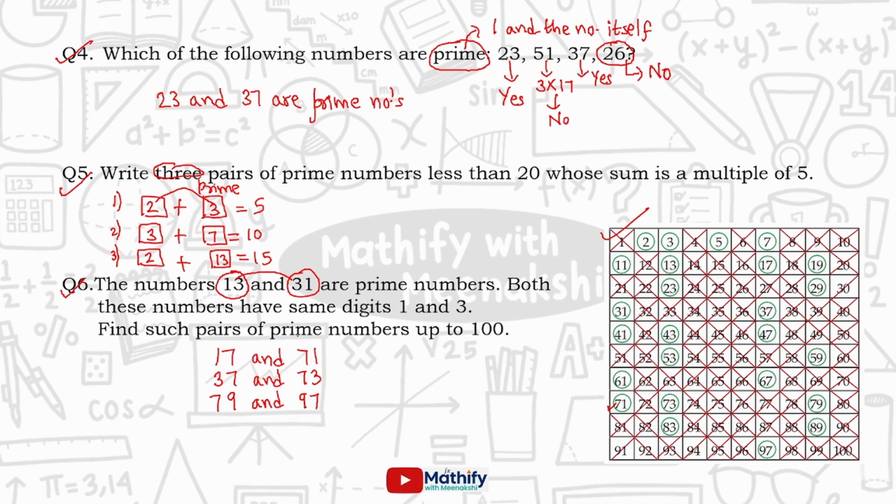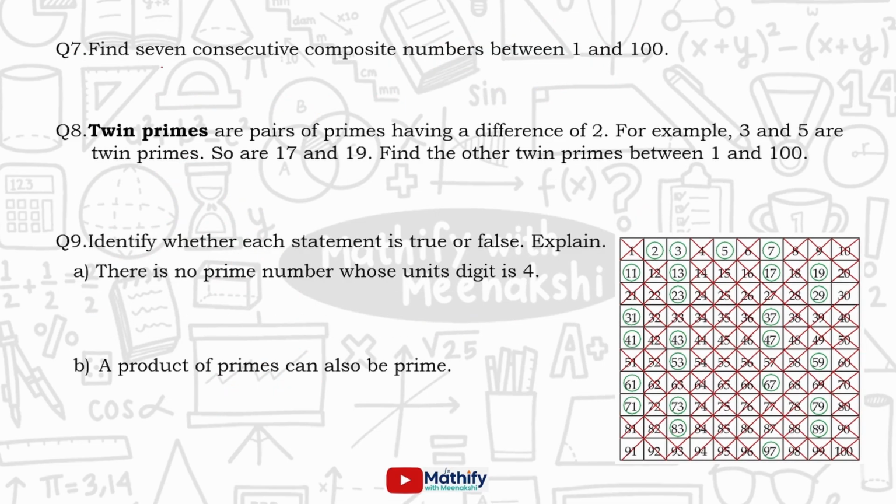They are saying up to 100 you have to write, so we are writing only up to 100. So 3 pairs we have written. Now let's move to question number 7. Find 7 consecutive composite numbers between 1 and 100. So you have to write 7 numbers that should be consecutive and composite.